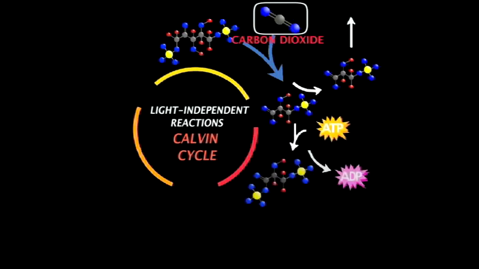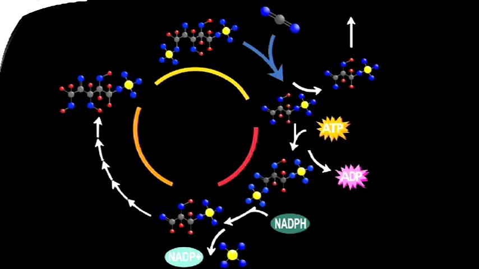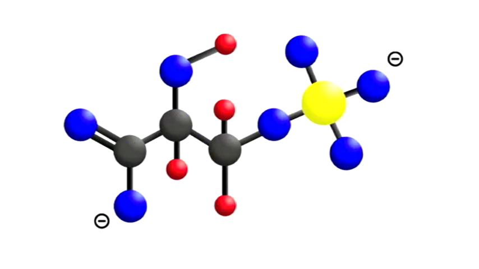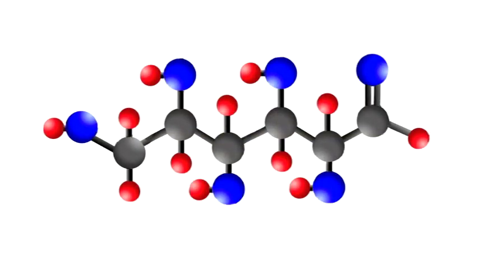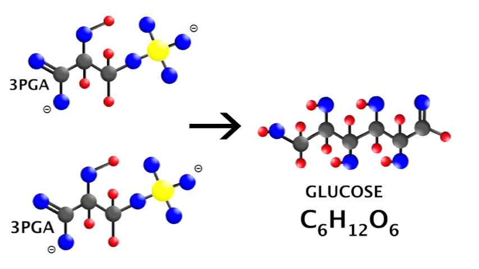Note that 1 repetition of the Calvin cycle is required for each atom of carbon that is added or fixed to a carbohydrate molecule. So in order to make 1 molecule of 3-PGA, which contains 3 atoms of carbon, 3 repetitions of the cycle are required. That means the Calvin cycle must be repeated 6 times to make 1 6-carbon glucose molecule from 2 3-PGA molecules.